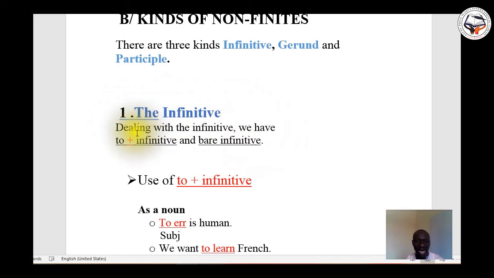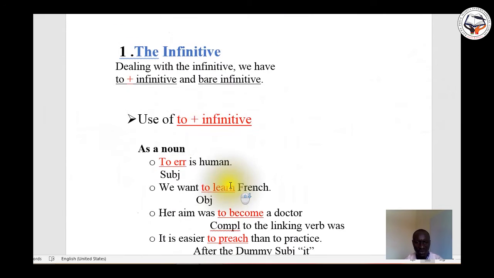All right. The infinitive. What is the infinitive? Dealing with the infinitive, we have to plus infinitive and bare infinitive. Bare infinitive means you simply take the infinitive form of the verb without to. This is called the bare infinitive. Now, the use of to plus infinitive.